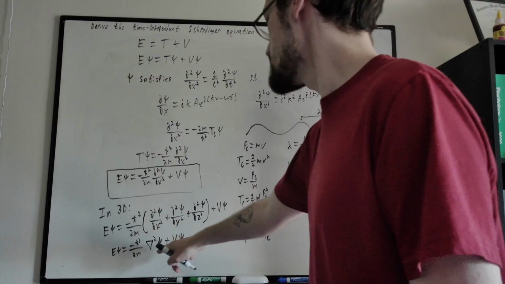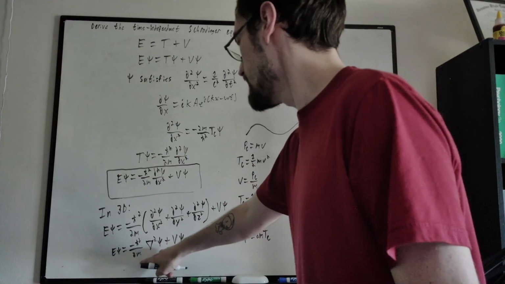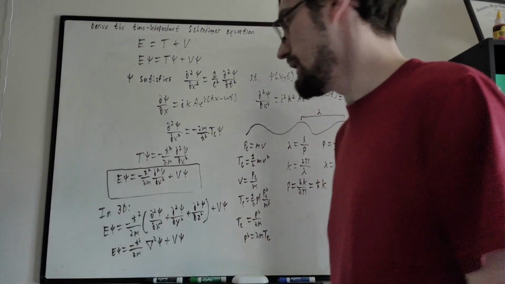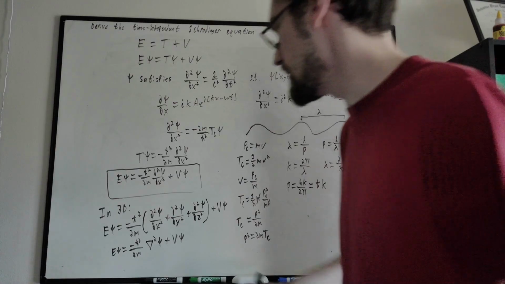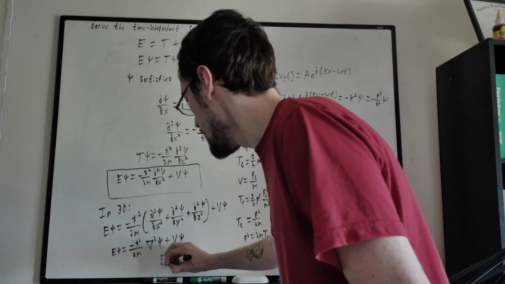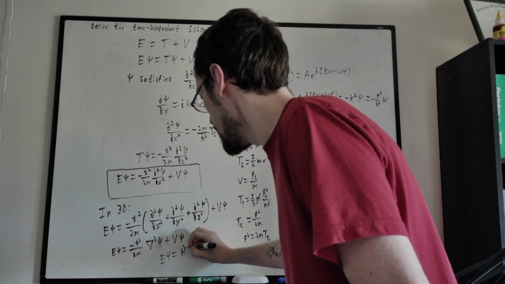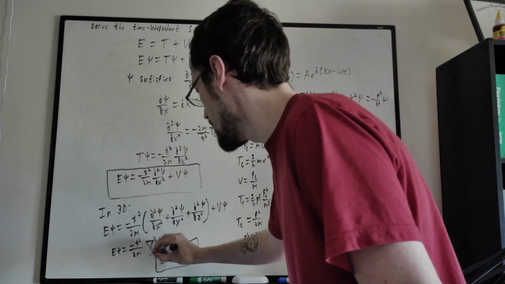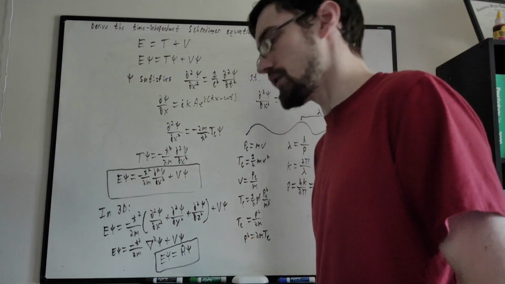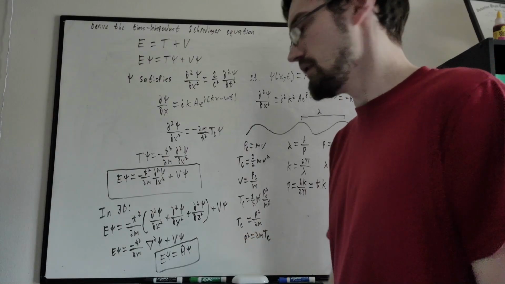Now, if we were to factor out the psi here, we have the kinetic plus potential as an operator, and that operator is called the Hamiltonian operator. So we get the energy of psi is equal to the Hamiltonian operator of psi. And this is a special case of what's called the eigenvalue equation in terms of the energy of the wave function.